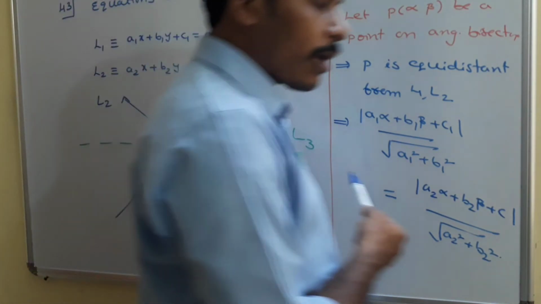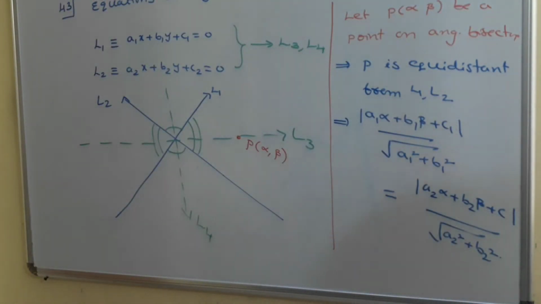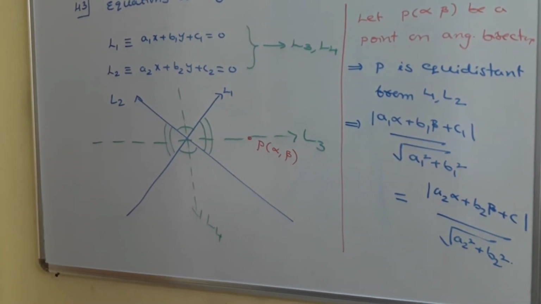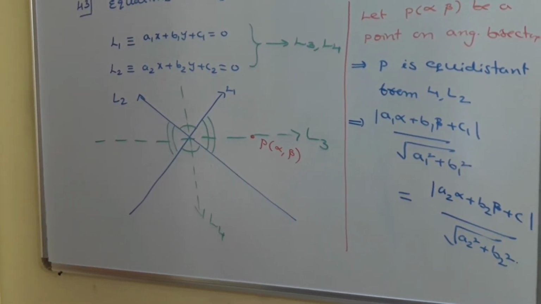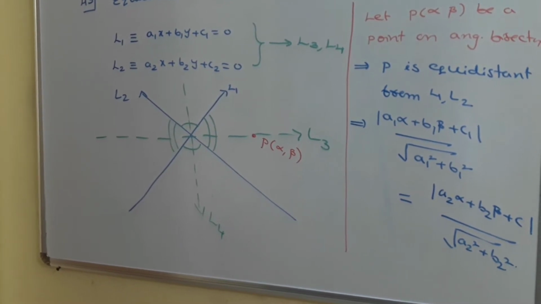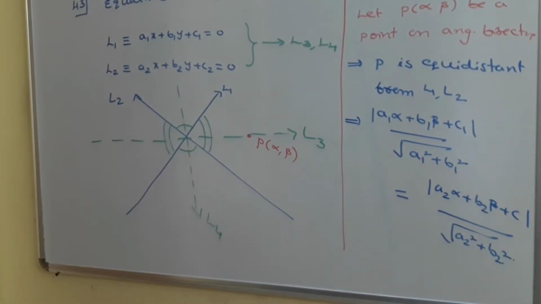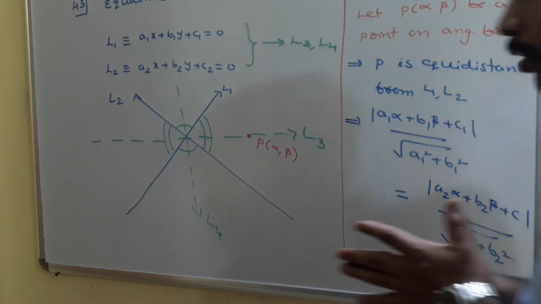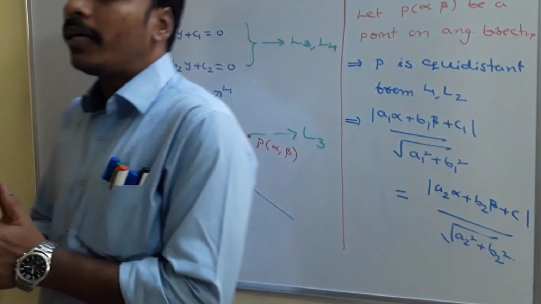I will erase something for the space concern, and then I will continue. Just think about it: L1 and L2 are the given lines. For this L1 and L2, for sure there exist two angular bisectors. You say them as L3 and L4. And if you take a point P alpha comma beta on L3, that is equidistant from L1 and L2. So the distance from alpha beta to line 1 and to line 2 we know.